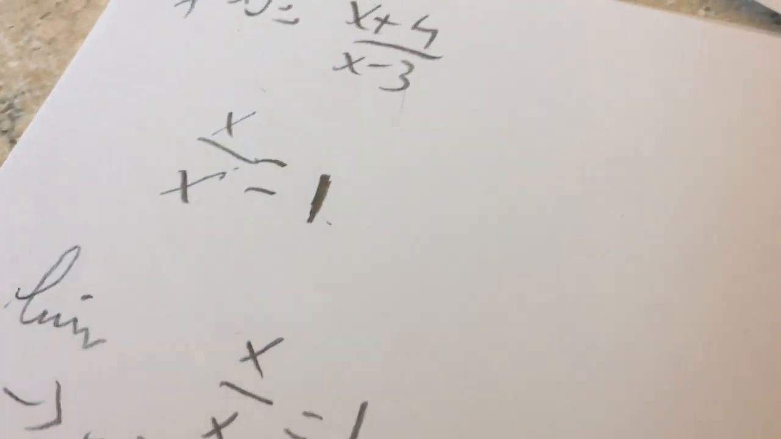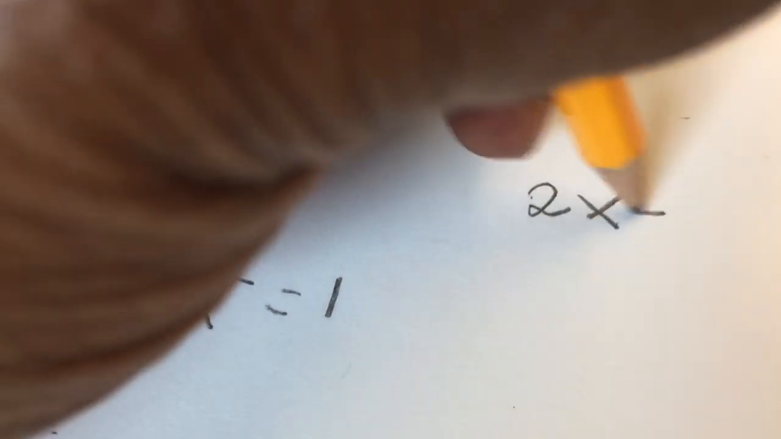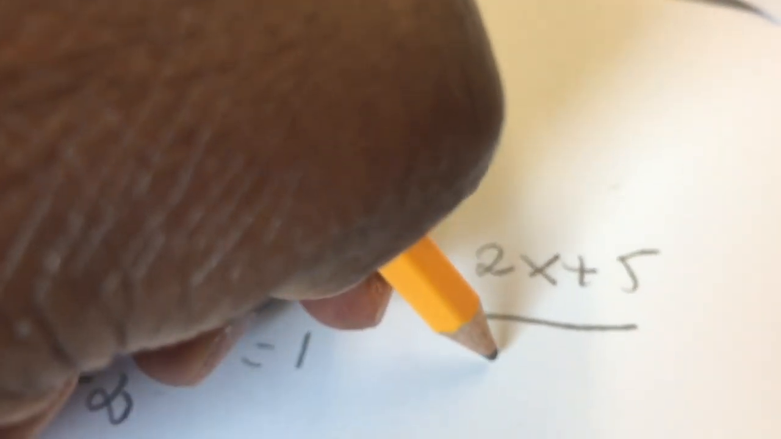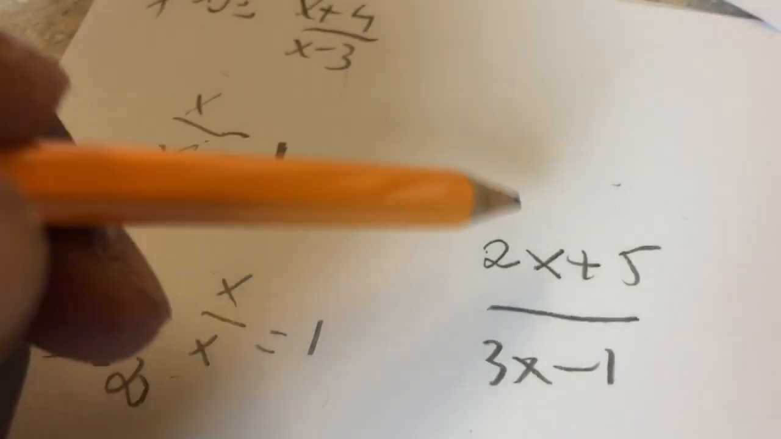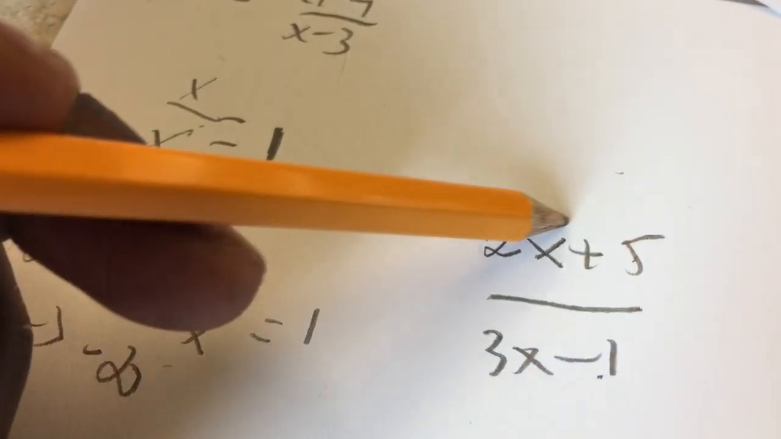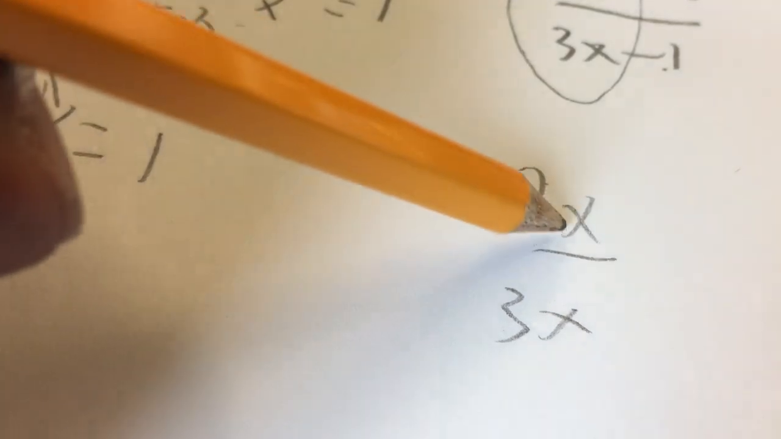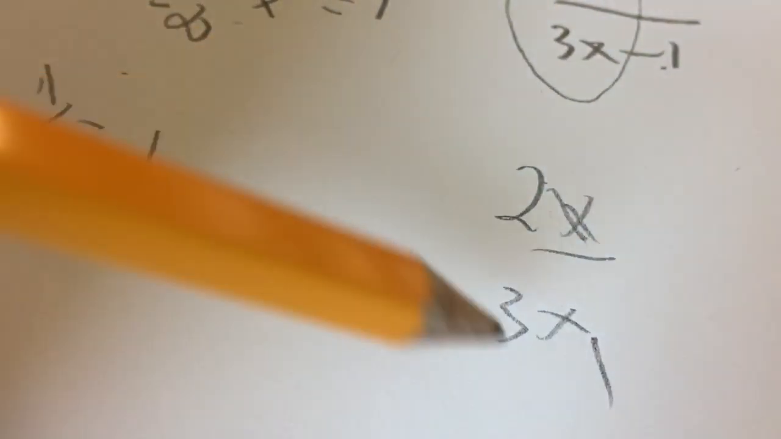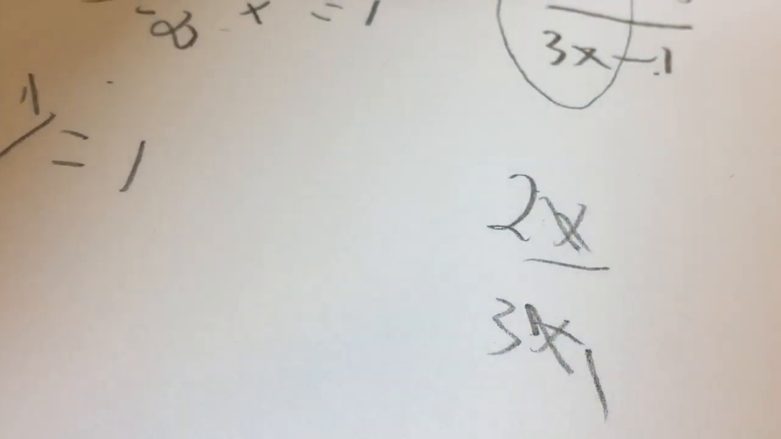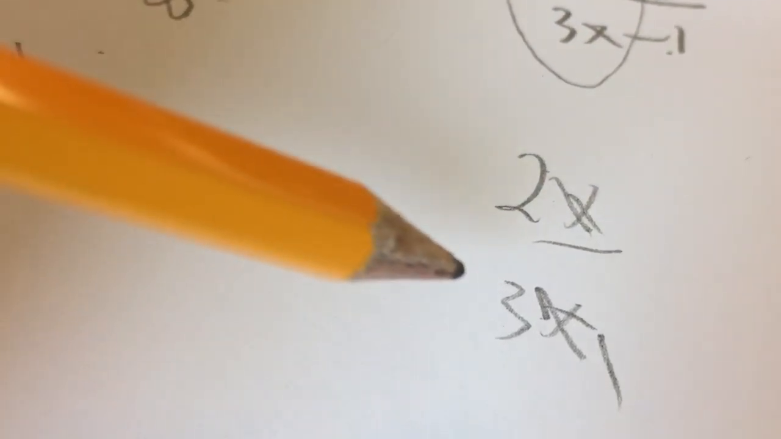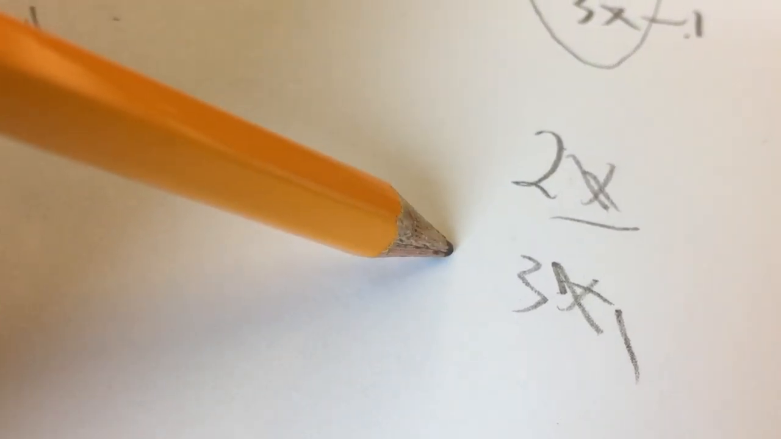Not always 1, because if this was like this, let me write down a function here, like 2x plus 5 over 3x minus 1. Disregard these integers. Just take these two here, and you'd have to do 2 over 3. So what's 2x over 3x? This will go away, and you're left with 2 over 3. No matter where you go, infinity is always going to be 2/3 for this function.